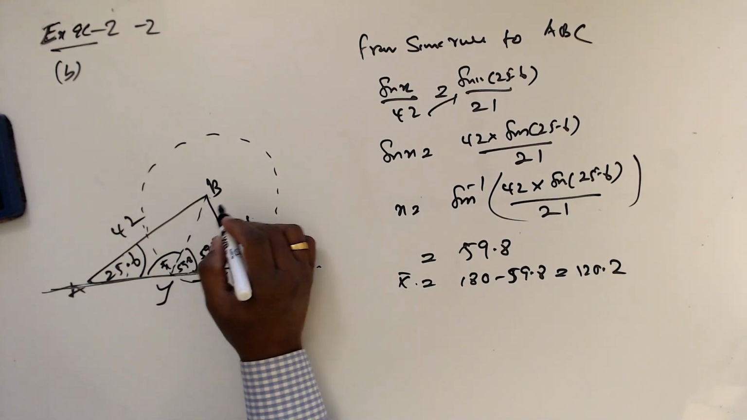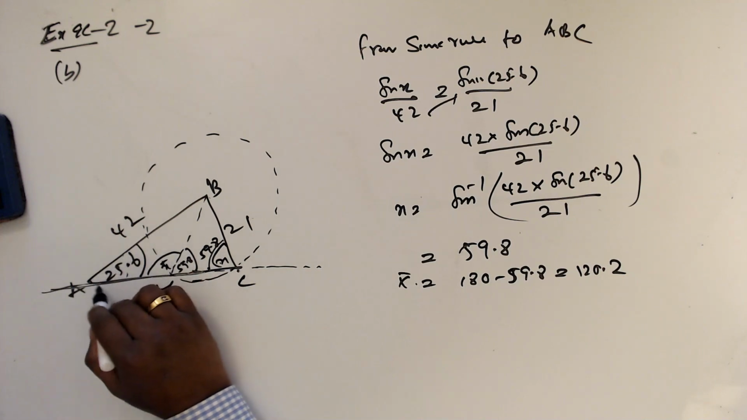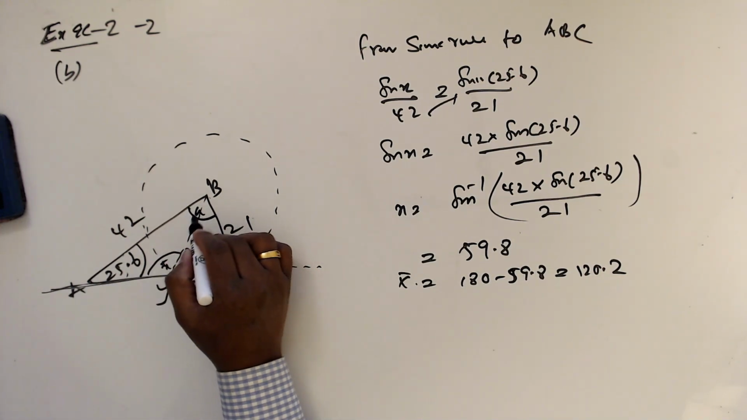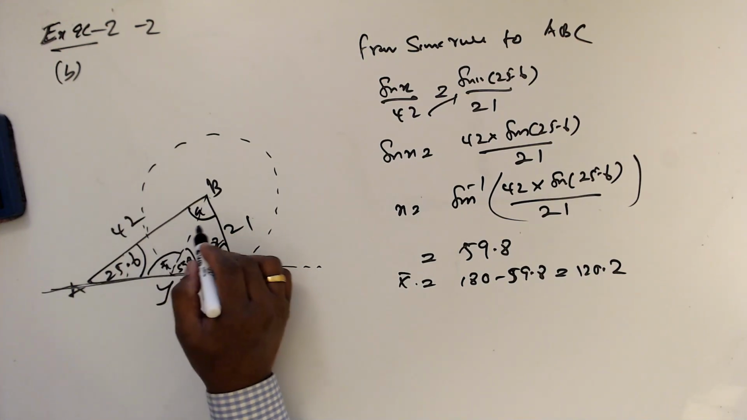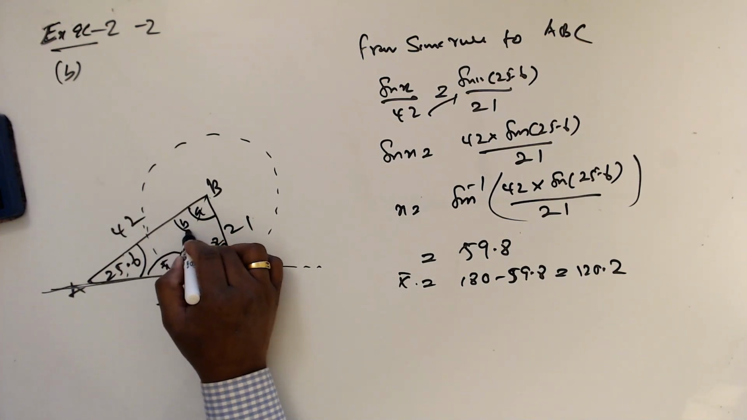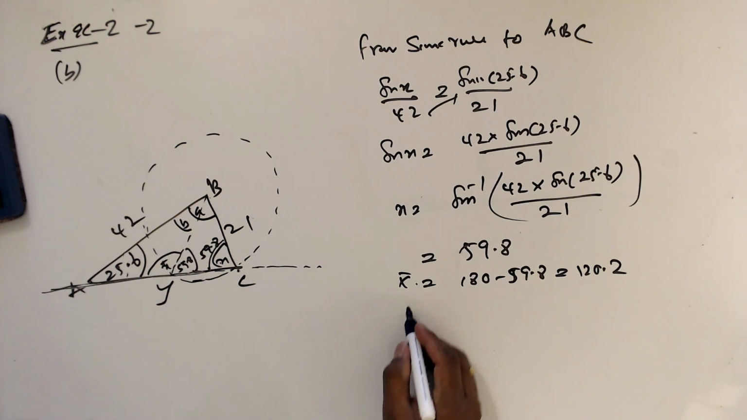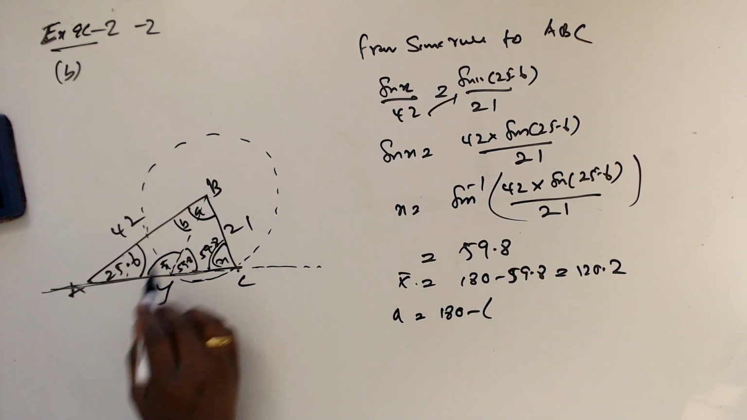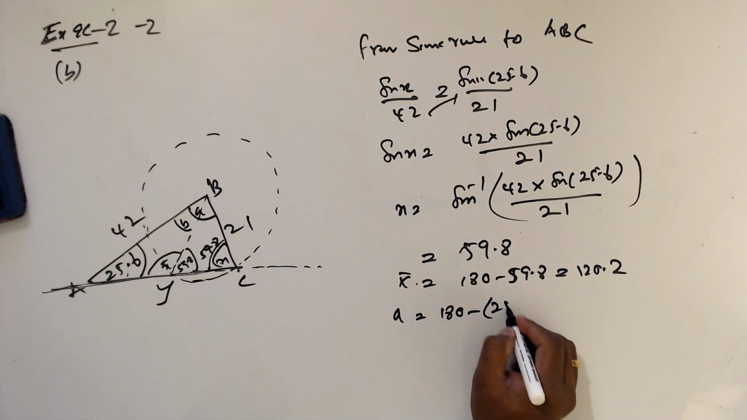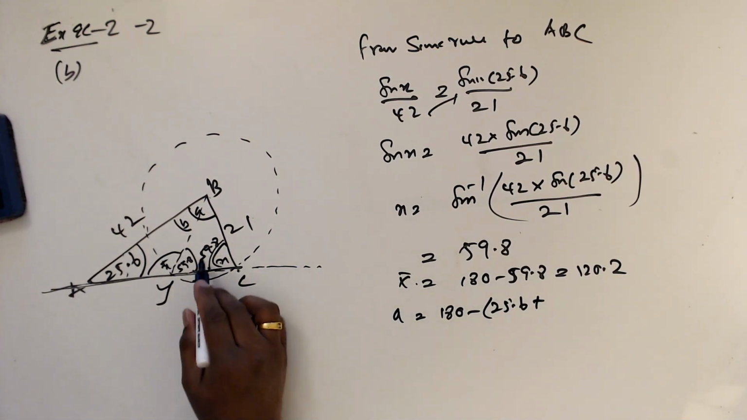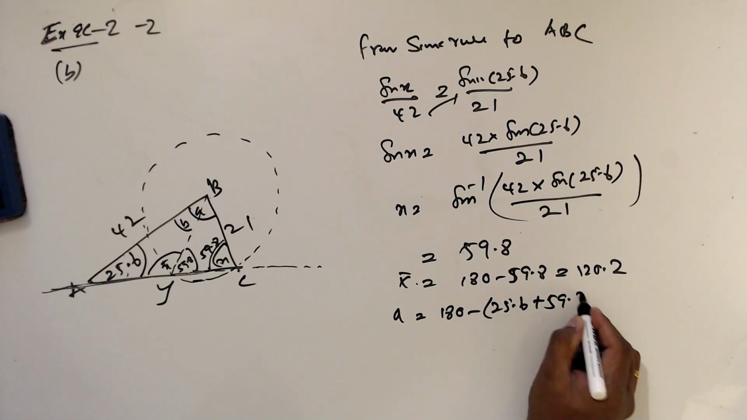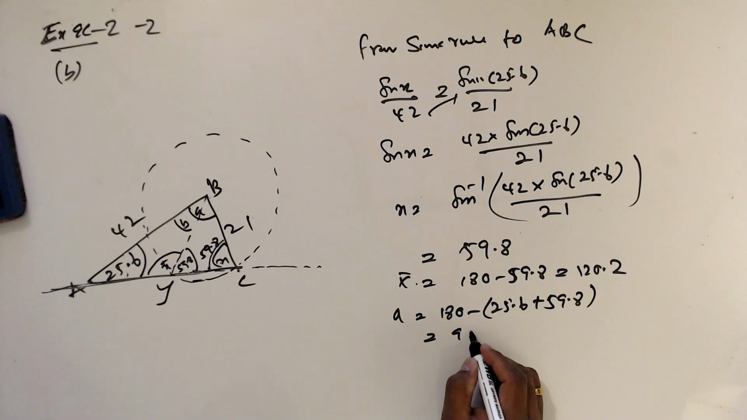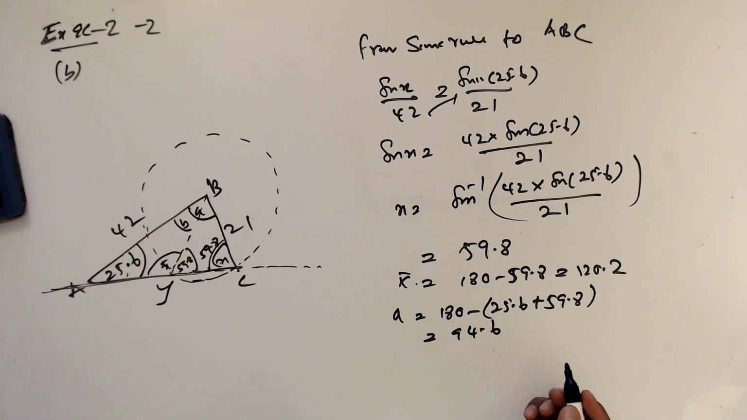Now I'll take this angle. If I consider the big triangle, this is A, and if I consider the small triangle, this is going to be B. So the A value equals 180 minus (25.6 plus 59.8), which is 94.6.